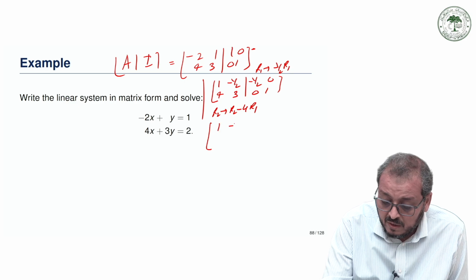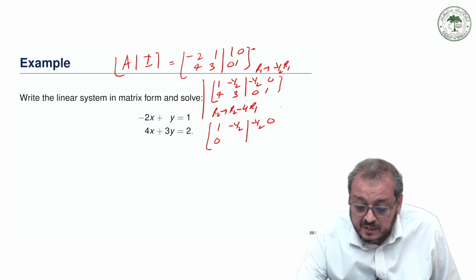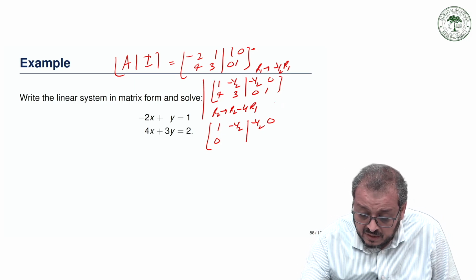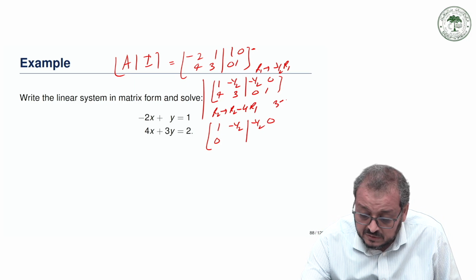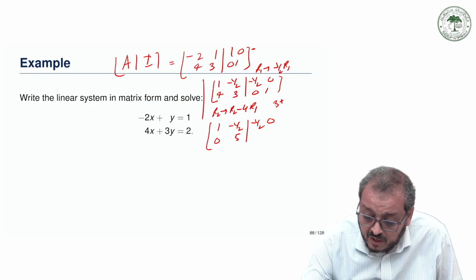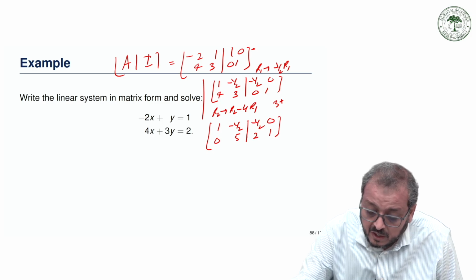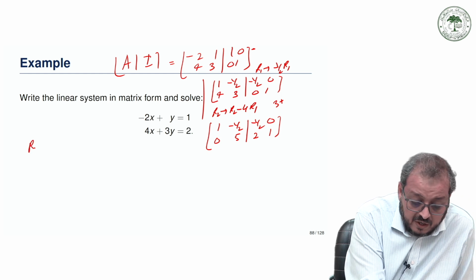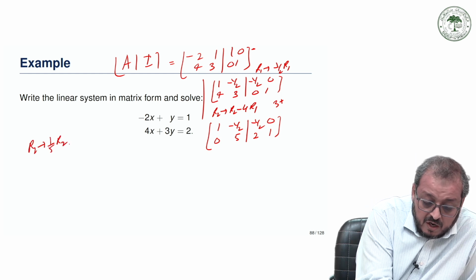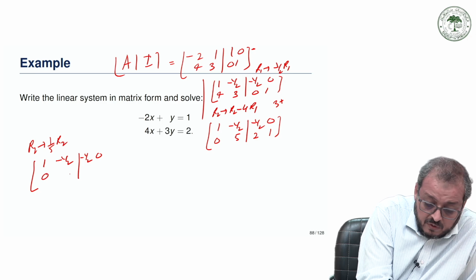Then the first row is as it is: 1, -1/2, -1/2, 0. In the second row, we have 0, and clearly 3 minus (-2) is 3 plus 2, which equals 5, and then 0 plus 4 by 2 is equal to 2, and the last entry is as it is. The next step is R2 replaced by 1/5 of R2. So we can write this as [1, -1/2 | -1/2, 0] and [0, 1 | 2/5, 1/5].